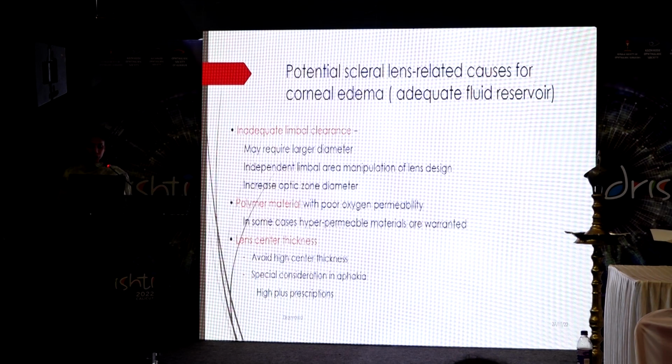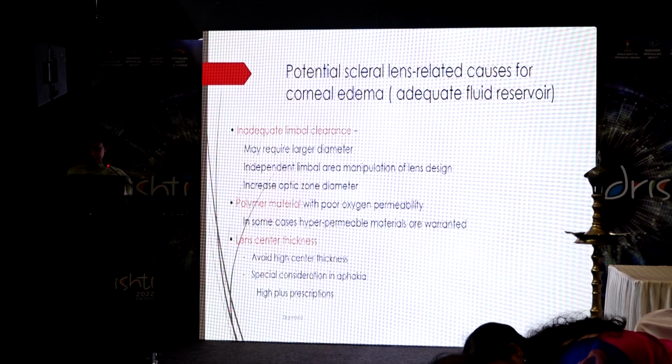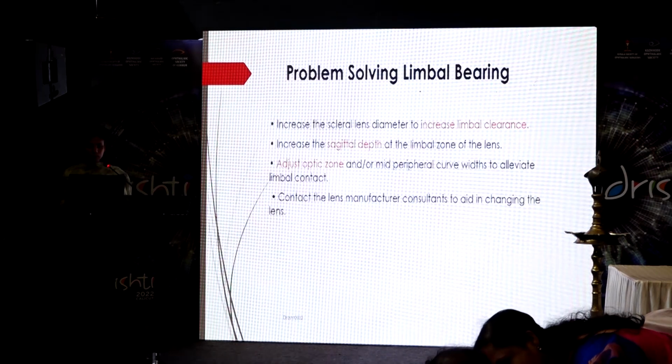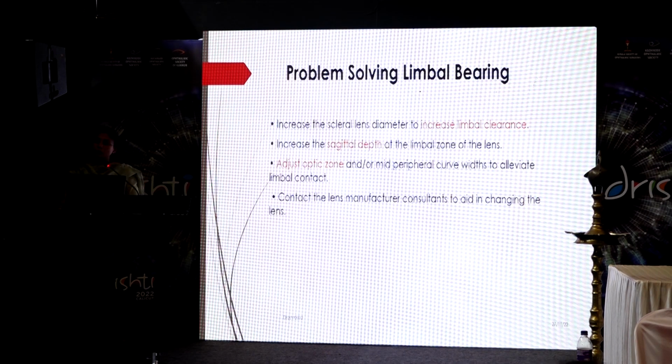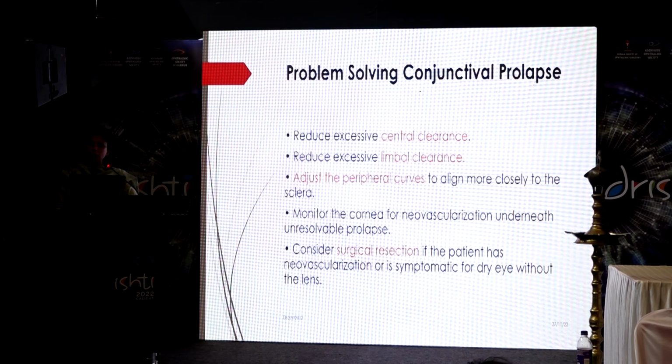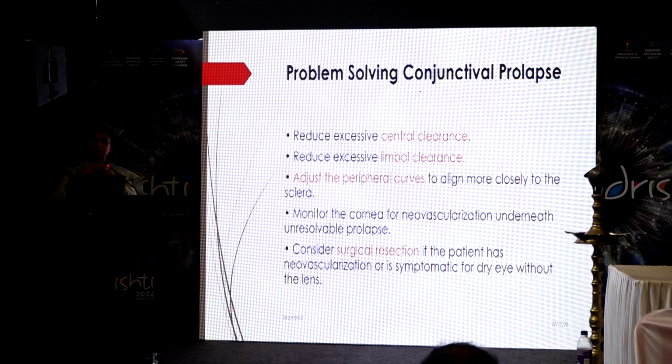There could be some potential scleral lens related causes for corneal edema, like inadequate limbal clearance, a material related issue, or a central thickness issue. So you need to troubleshoot based on what is causing that corneal edema and take the necessary measures. There could be a case of limbal bearing, so you can increase the scleral lens diameter to increase the limbal clearance, increase the sagittal depth at the limbal zone of the lens, or adjust the optic zone to avoid limbal bearing. And because the lens acts like a suction cup over the eye at the anterior segment, there could be cases of conjunctival prolapse. In that case you can reduce the excessive central clearance or limbal clearance and troubleshoot.